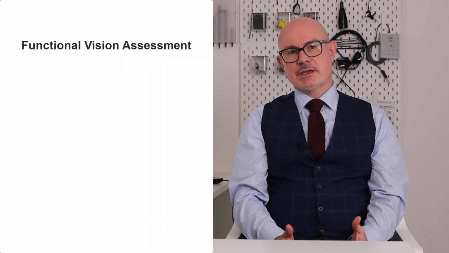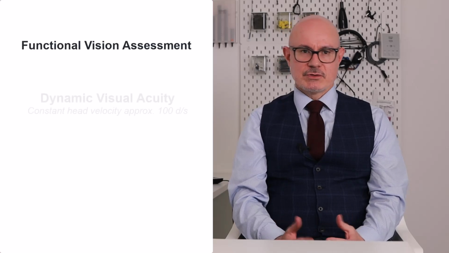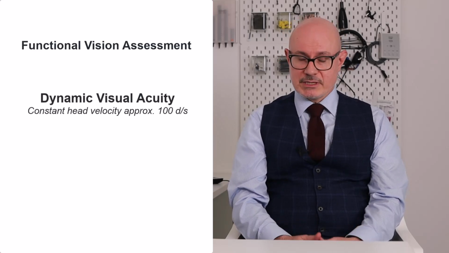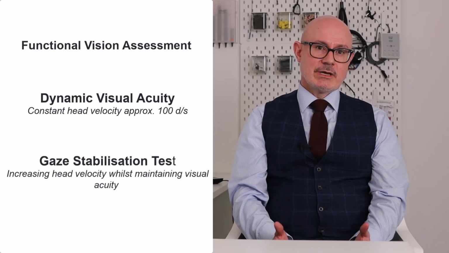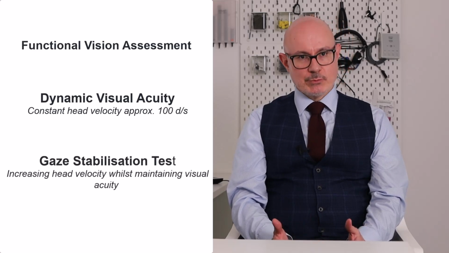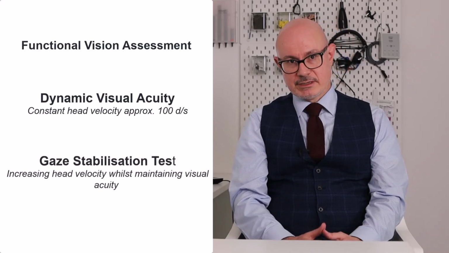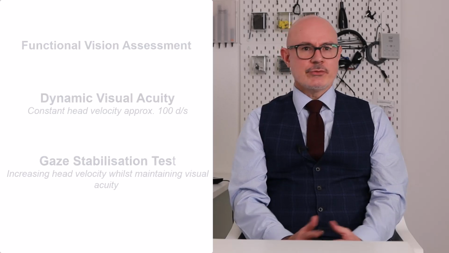Yeah, so I think if we consider what we have now for functional VOR testing, so DVA, we are looking at the visual acuity at a constant head speed. GST, we're looking at the fastest we can move our head and still maintain visual acuity. But both of those tests are just side to side. They're not canal specific tests, and you would almost call them a sinusoidal head movement.